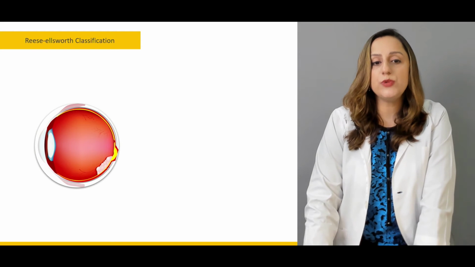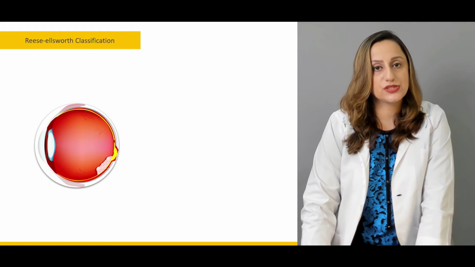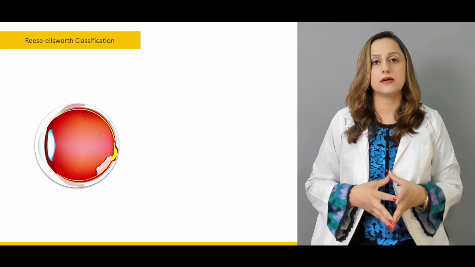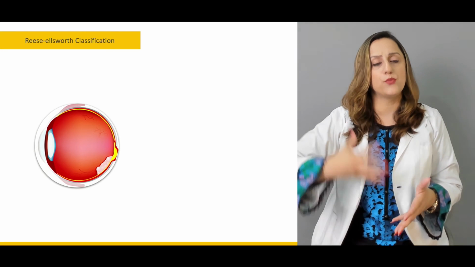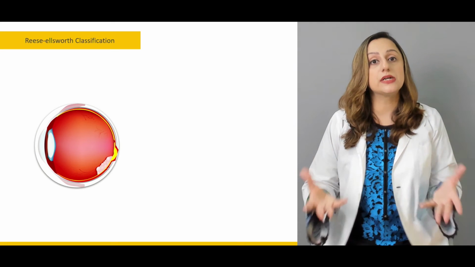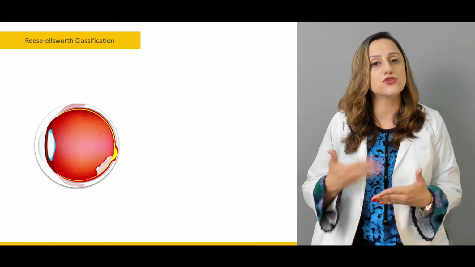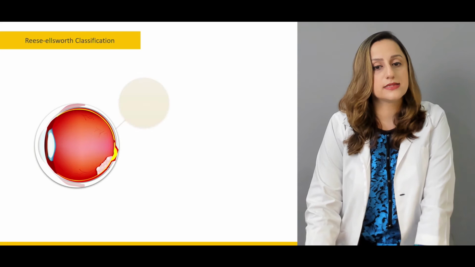We have the Reese-Ellsworth classification. It's again one of the ways in which we can stage retinoblastoma from mild, moderate to severe condition. So it's one of the staging mechanisms that is employed.